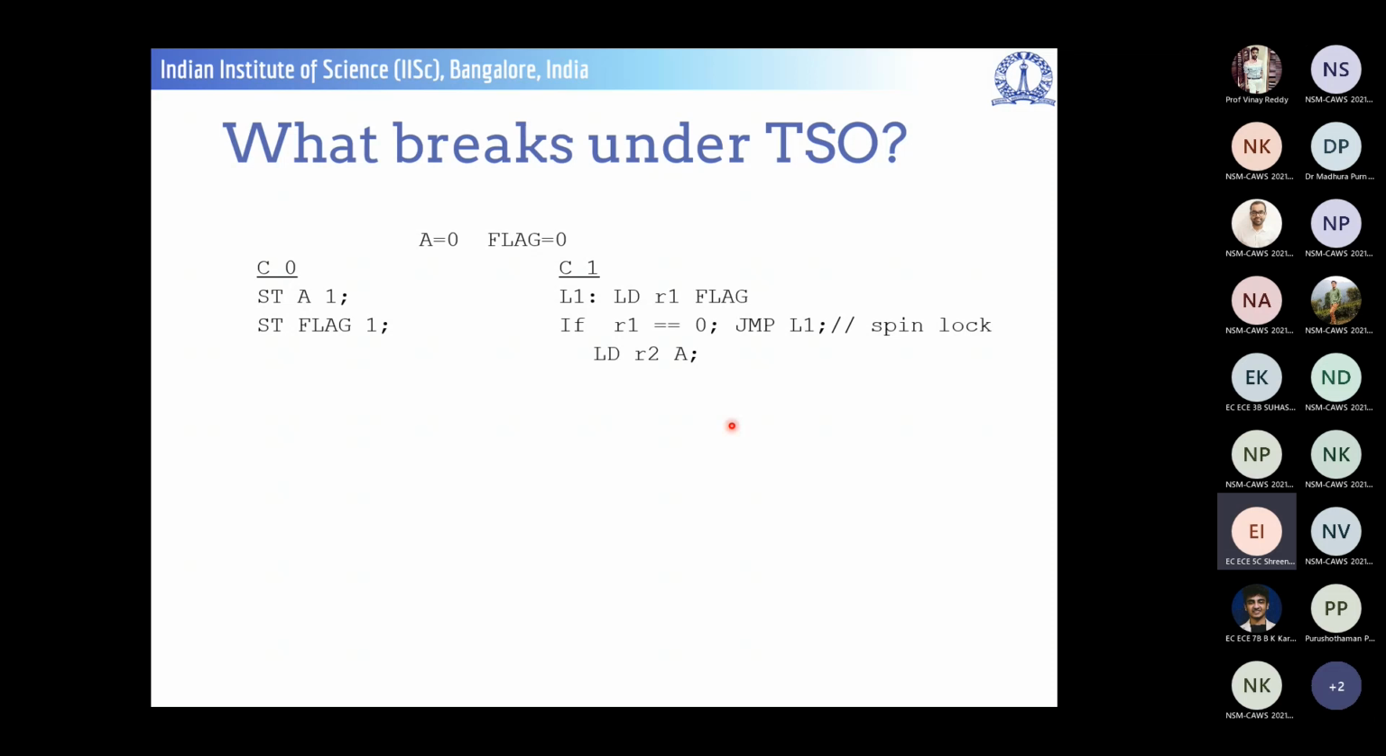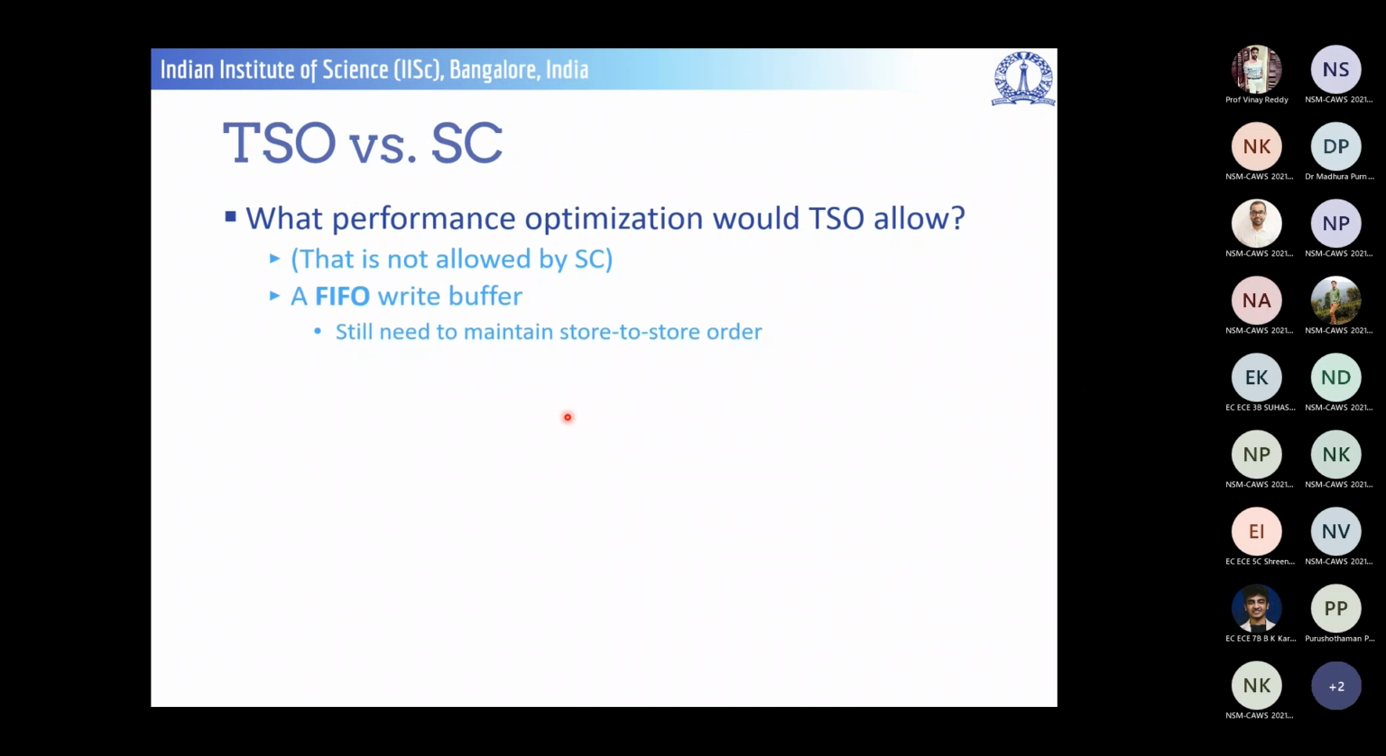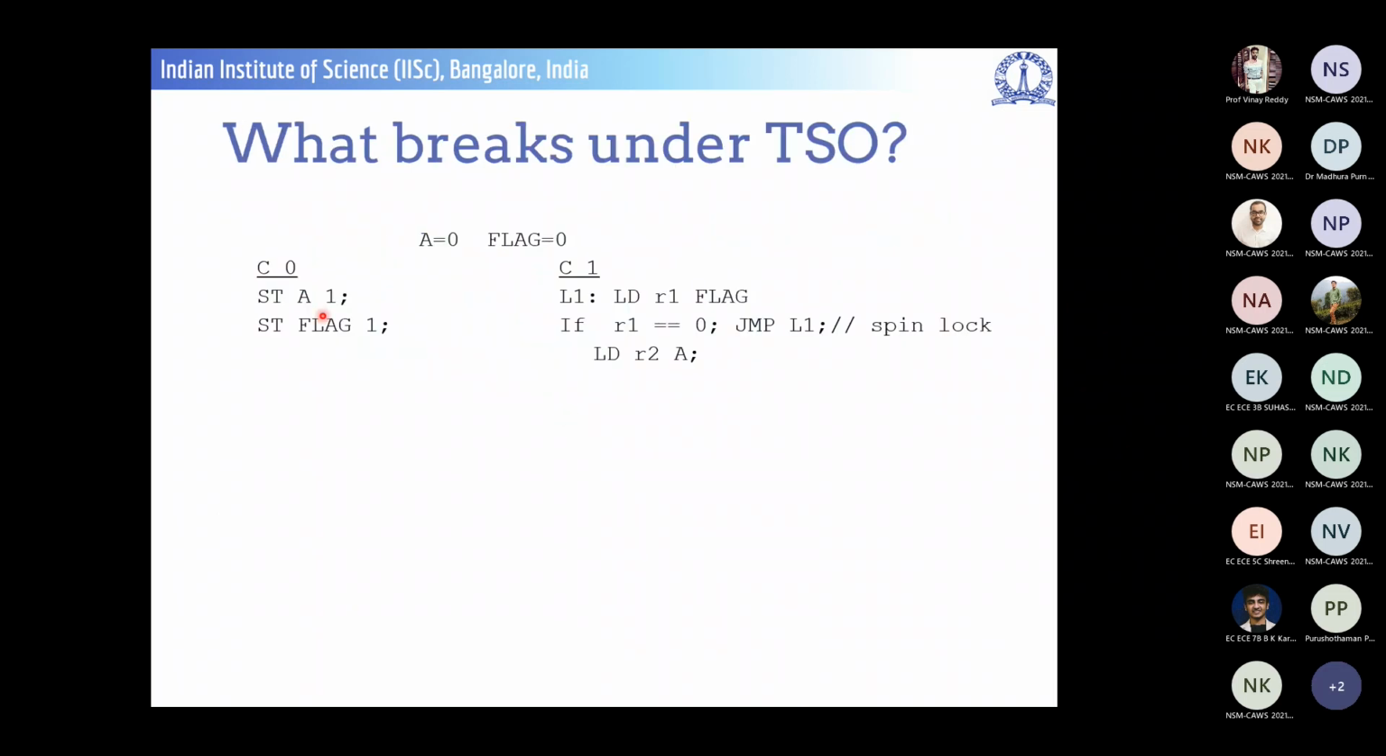A can be 0 because both the loads can bypass the stores, right? No. How? Remember that these things we are talking about are on a per core basis. What TSO says is that TSO would not allow this store to flag 1 to bypass the store to A. That won't happen. And load to load reordering is not allowed.